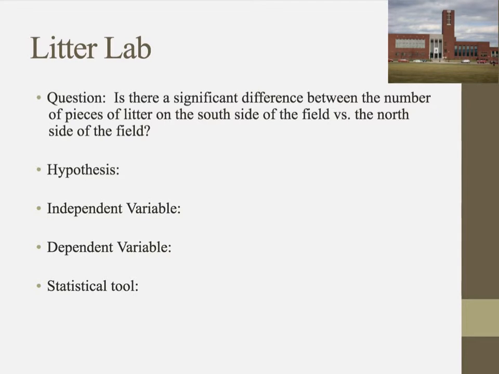Next week, we're going to be going out into this practice field out in front of McCaskey, and we're going to divide it into half, the north half and the south half. So some of you are going to be sampling from the north and some of you from the south. And I want you to go ahead and copy down these headings, and we're going to fill these in. Okay, so our question here is: is there a significant difference between the number of pieces of litter on the south side of the field versus the north side of the field? Now, our hypothesis, we're always going to use the null hypothesis, and that is that there is no significant difference.